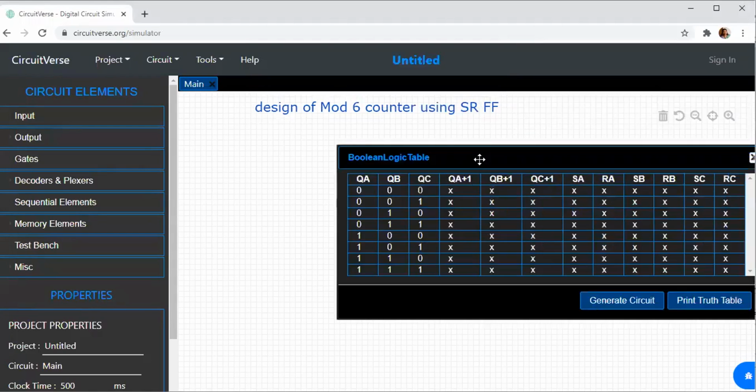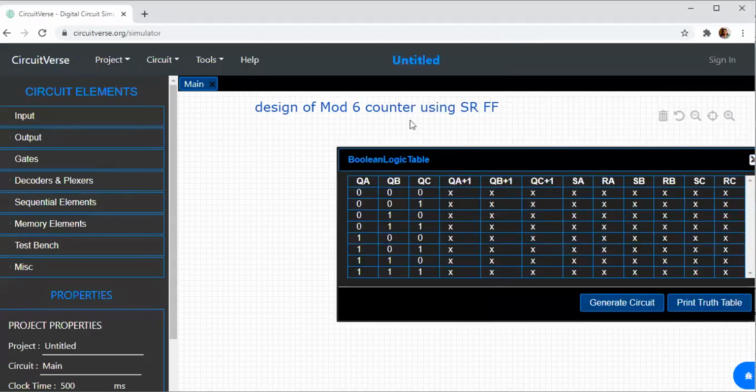So I've got this truth table. Now mod 6 it will count from 0 0 0 up to 1 0 1. After 0 0 0 it will be 0 0 1. After 0 0 1 it will be 0 1 0. After 0 1 0 it will be 0 1 1. After 0 1 1 it will be 1 0 0. After 1 0 0 it will be 1 0 1, and here it will go to 0 0 0.